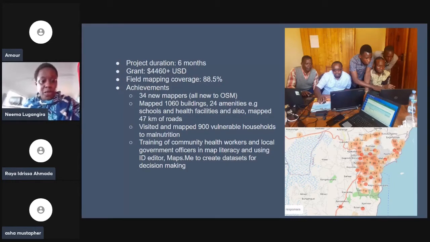47 kilometers of road. And our main focus was trying to look at, for example, in the schools, do they offer meals at schools? Do they have school gardens? How is their water situation? And we also focused on the most vulnerable households. So we mapped out 900 households, which are elderly households, whom oftentimes are forgotten in the nutrition space.